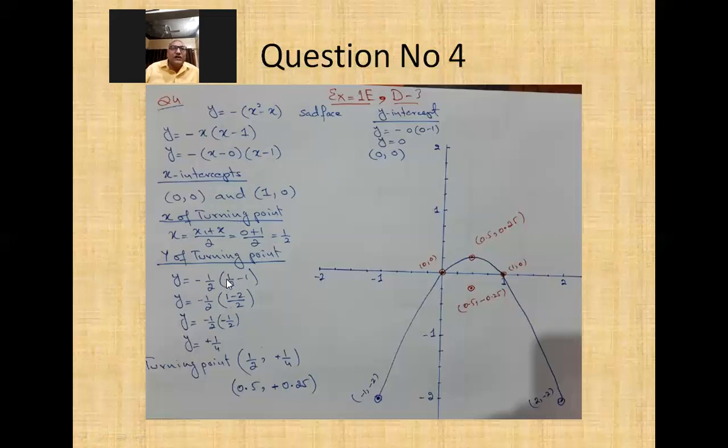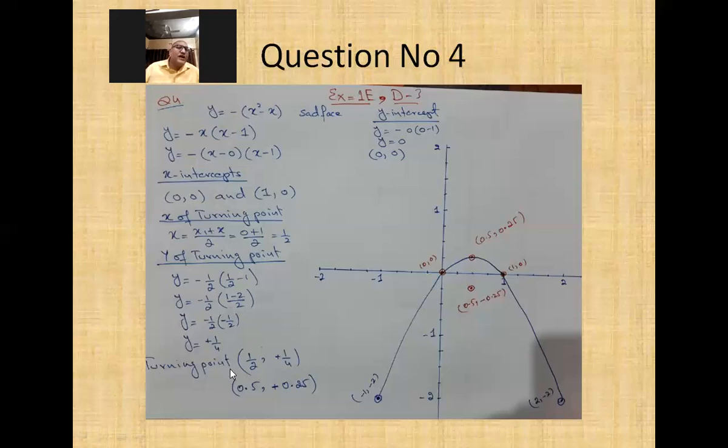So we will have 1 by 2 minus 1. Inside I will take the LCM, so it will be 2. So 1 minus 2 is minus 1 by 2. So this thing will be minus 1 by 2. Outside also we have minus 1 by 2, minus will be plus. 1 multiplied by 1 will be 1, 2 multiplied by 2 will be 4. So the y coordinate of the turning point is 1 by 4.